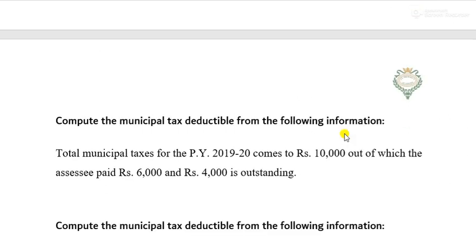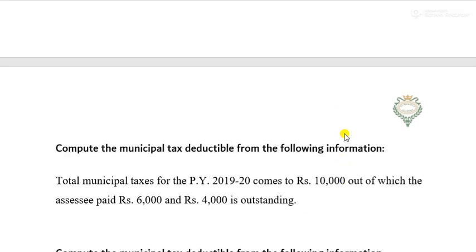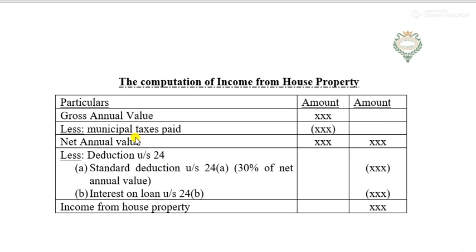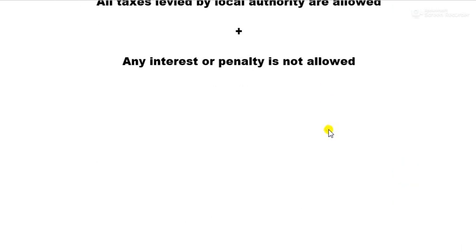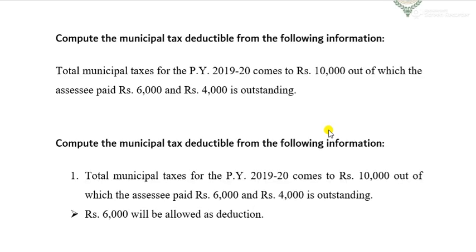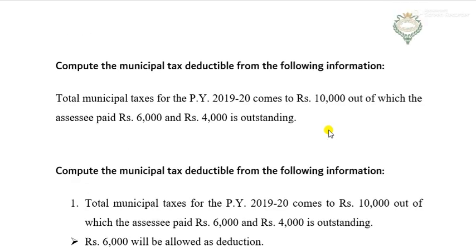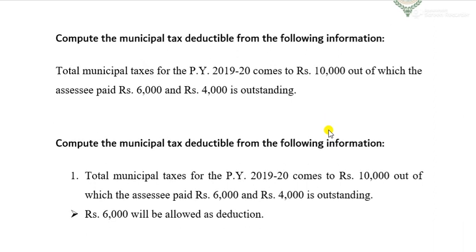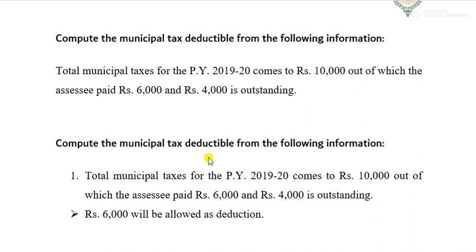Moving on to the illustrations, this one was already done. Total municipal taxes for previous year 19-20 is 10,000, out of which 6,000 is paid and 4,000 outstanding. So when we do the sums, less municipal taxes only 6,000, because 4,000 has not been paid. Why? Because municipal taxes are deducted on payment basis. So you should copy this in your notebook.